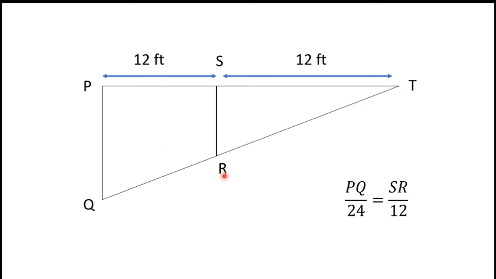Next I will show you a simple theory. You can see there is a large triangle PQT and a small triangle SRT. If we have these two types of triangles, we can say this PQ length over this PT length equals SR length over ST length. So I can say PQ over 24, where 24 is the overall PT length, equals SR length over 12. This theory will be needed in future calculations.